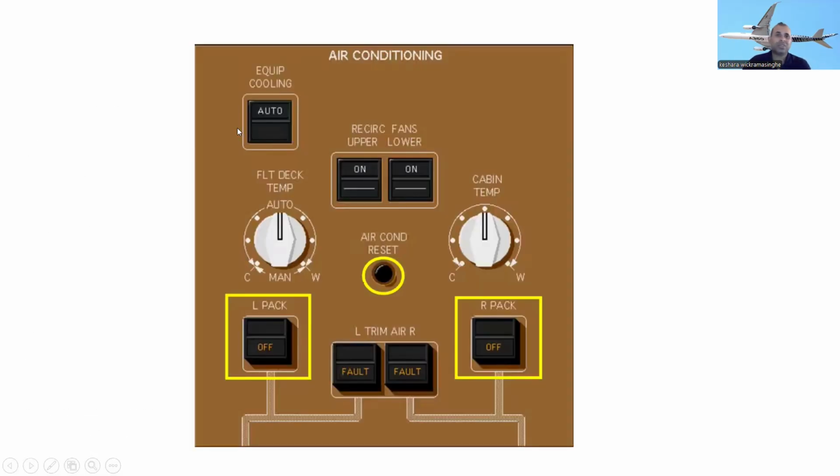You can see the air conditioning panel, which is located on the P5 panel. You can see the flight deck temperature, which you can adjust, put to auto, and the cabin temperature. You can also see the recirculation fans, upper and lower.